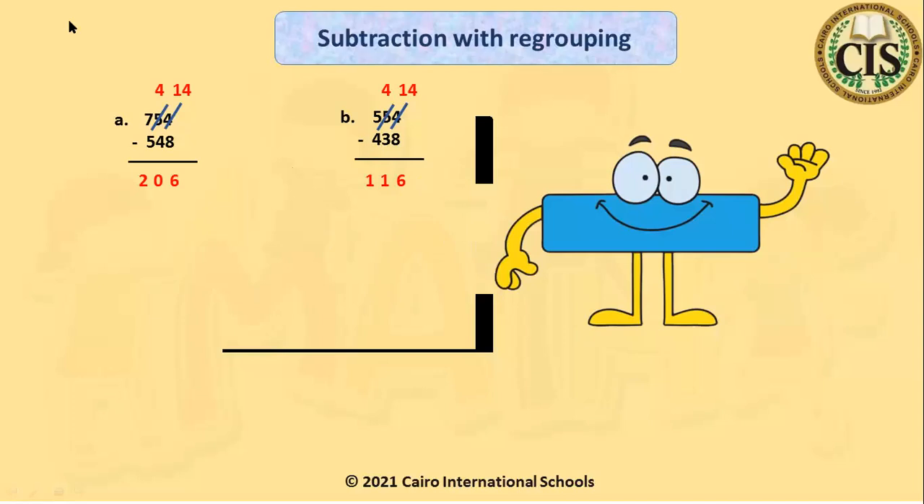Number 3. 587 minus 442. Very good, ya Kenzie. Excellent. And who can help me to solve the next one?